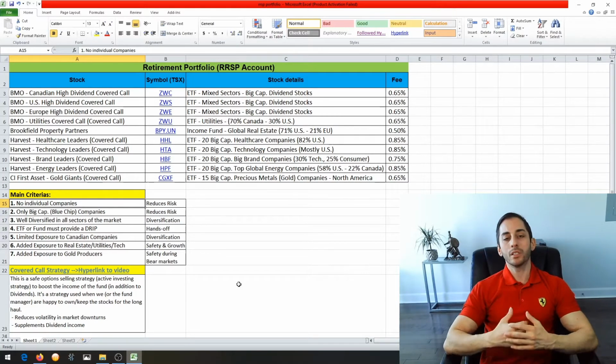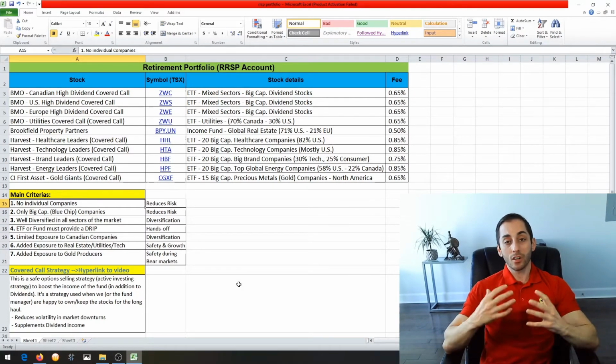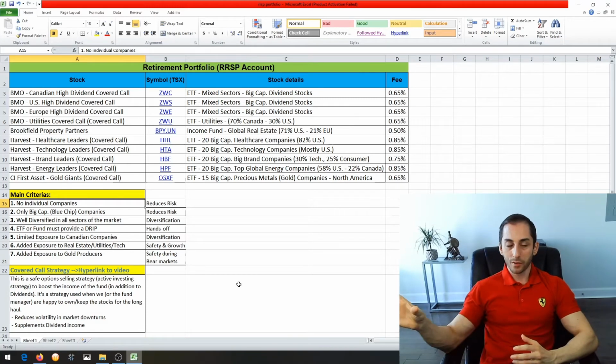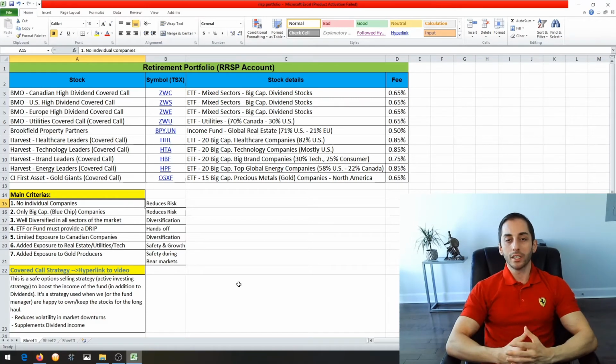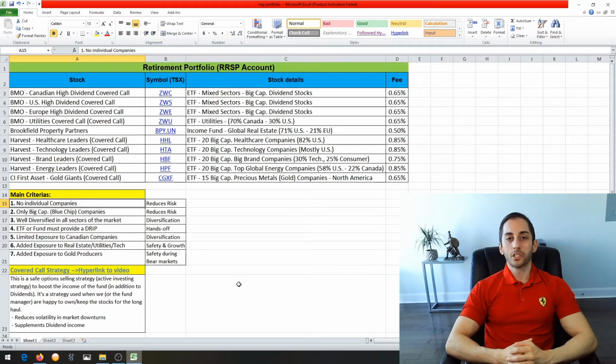Number five, I wanted limited exposure to the Canadian market. The reason is simple: my main dividend stock portfolio, which is completely apart from this, focuses a lot on the Canadian sector. So in this account, I wanted a little bit more exposure to the US and international market. Number six, I wanted some added exposure to three sectors of the market: real estate, utilities, and technology.